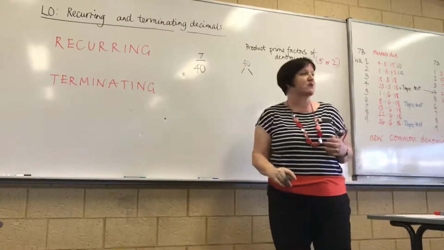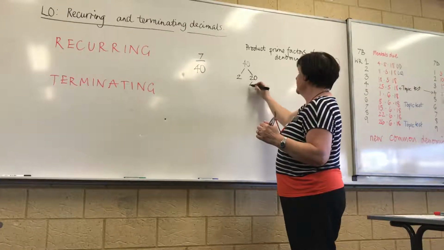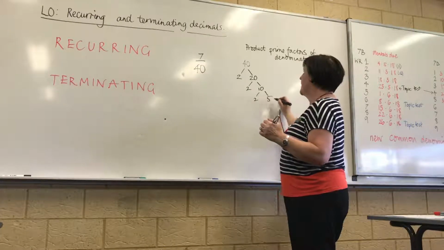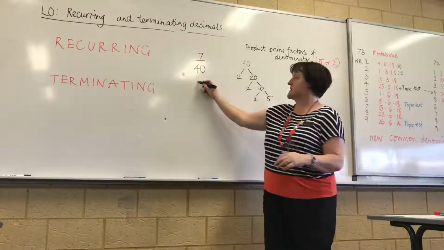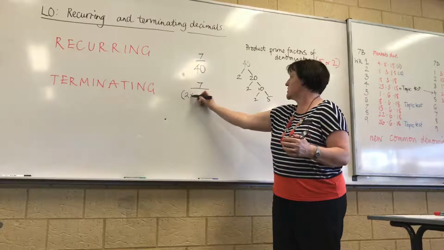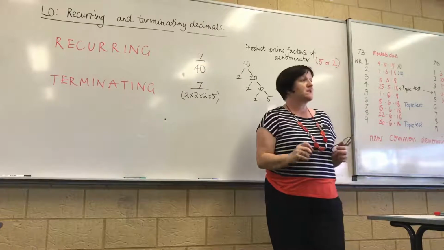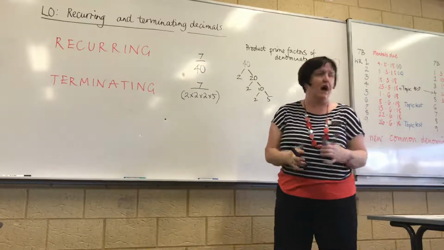Who'd like to do the factor tree of 40 for me? 2 times 20. 10 times 2. And 5 times 2. That's right. Okay? So it's going to be 7 over the product of the prime factors, which is 2 times 2 times 2 times 5. So is it going to be recurring or terminating? Terminating, that's right.